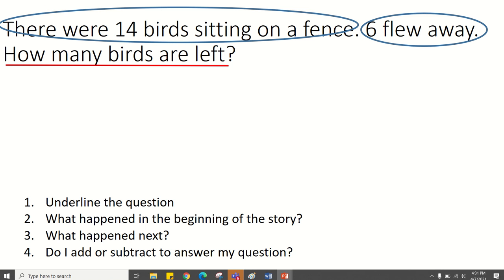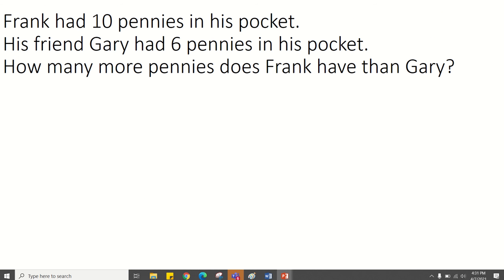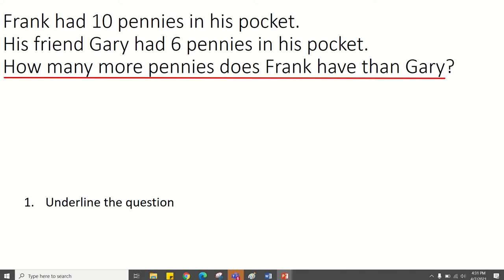Let's do another one. Frank had 10 pennies in his pocket. His friend Gary had 6 pennies in his pocket. How many more pennies does Frank have than Gary? To solve this problem, there's 4 steps that we need to take. First, underline the question. How many more pennies does Frank have than Gary?